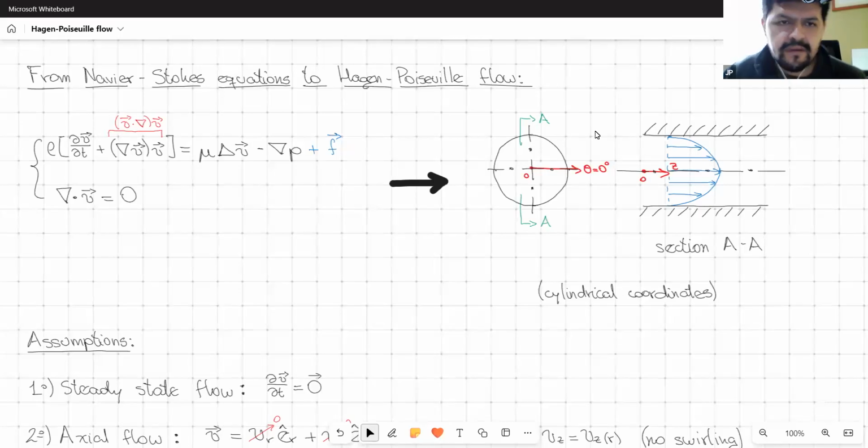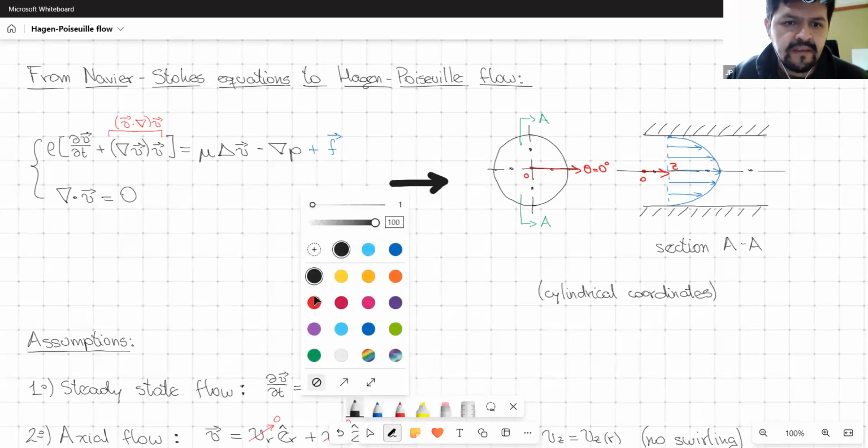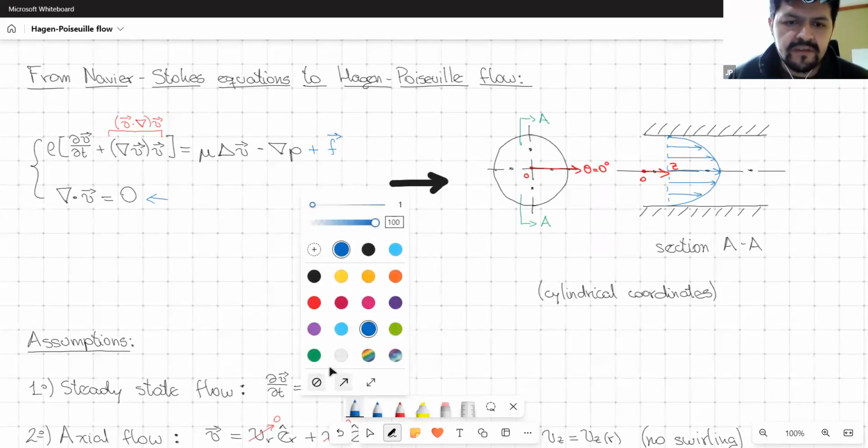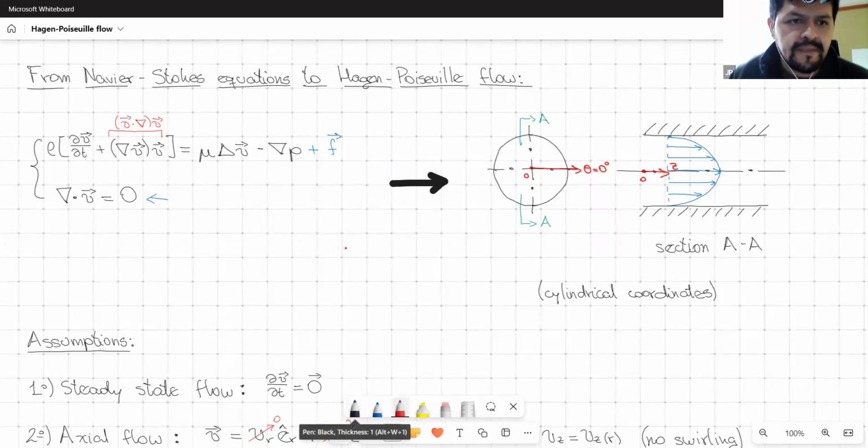Hello, everyone. Today I'm going to show you how to go from the Navier-Stokes equations to the famous solution called Hagen-Poiseuille flow. So this is the version of the Navier-Stokes equations where we have a so-called incompressible flow. This is the equation coming from that particular assumption, whereas this one here is just the conservation of linear momentum, which is somewhat a generalization of Newton's second law.